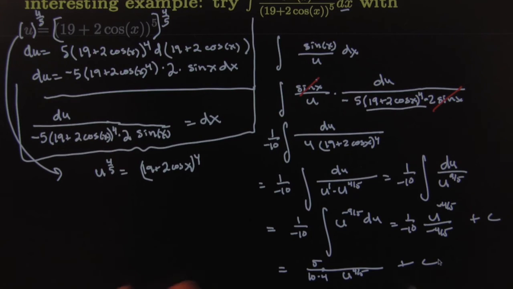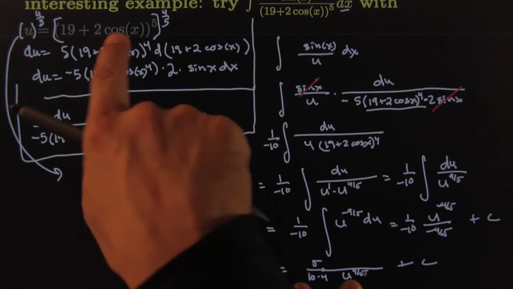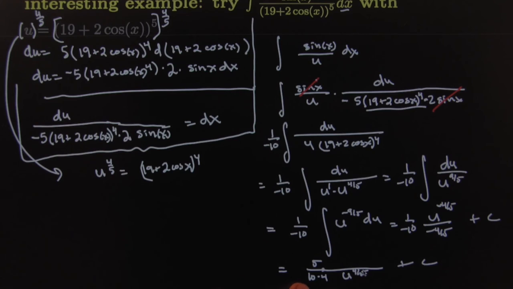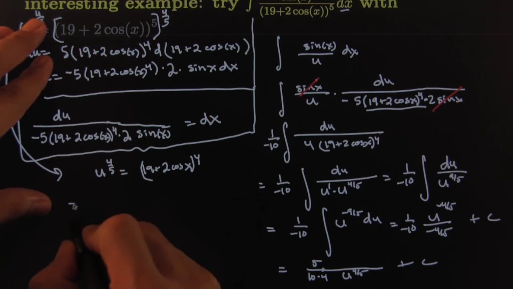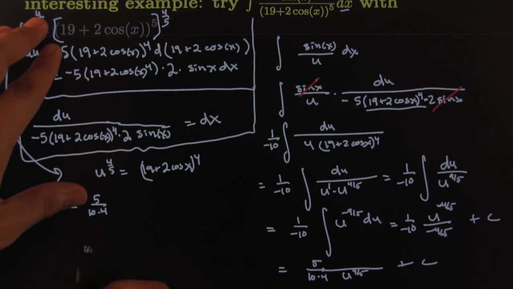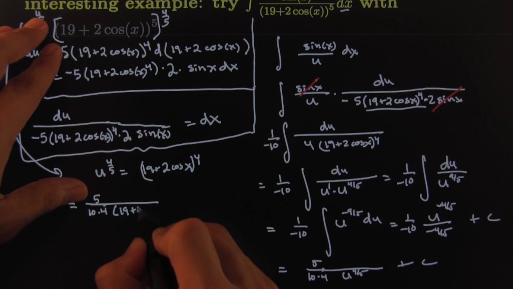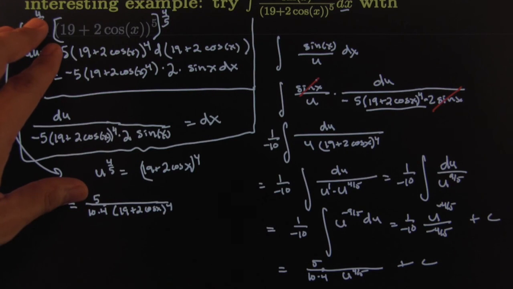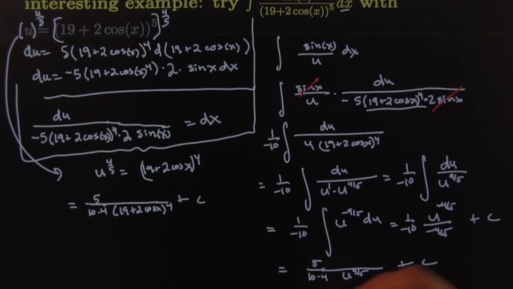U to the 4/5, that was up here. U to the 4/5 is equal to that guy right here. So that's what I'm going to plug in, and then I'll have the answer. So the answer would be 5/10 times 4 times 19 plus 2 cosine of x to the 4th, plus a constant. That's it.